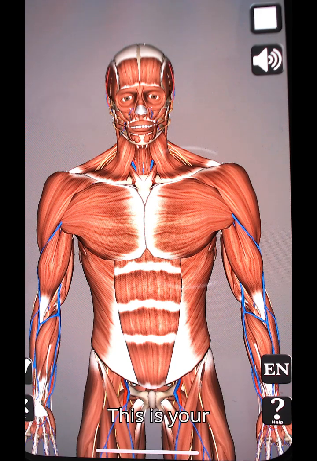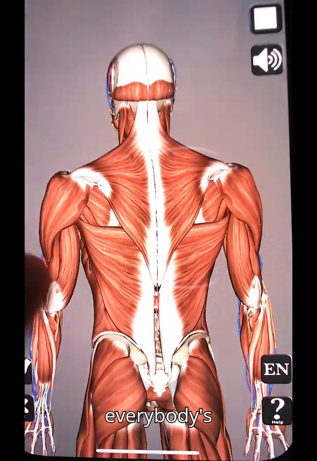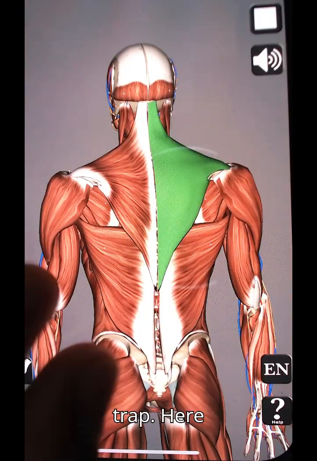Hello, everybody. This is your friendly neighborhood massage therapist, and today we're going to discuss some of the muscles of the neck and some of the muscles that aren't attached to the neck but may be causing you some neck pain. We're going to start off on the back with everybody's favorite muscle, the trap.